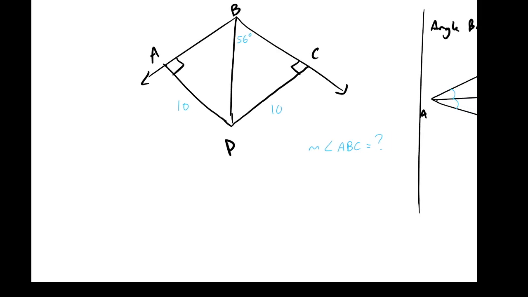Now, think about what we just said. We have these two right angles. We have this side and this side congruent, which means that those angles opposite have to be congruent. So this angle right here, ABD, has to be 56. So ABC altogether is equal to 112, right? It's going to be 56 plus 56. All right?